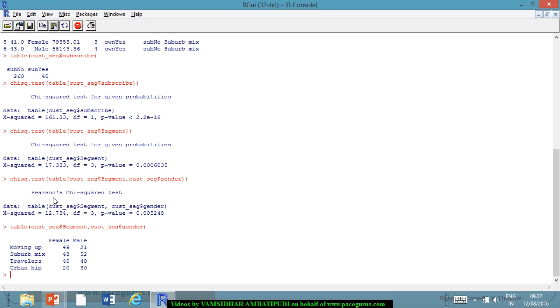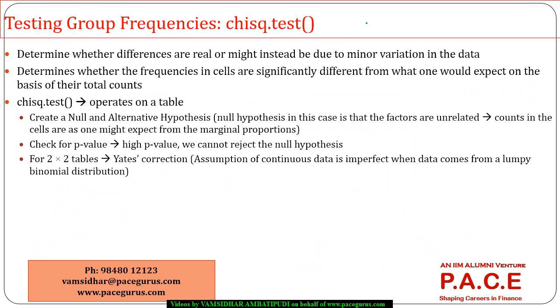Now what this chi-square test is making is an assumption, or the hypothesis in this case, when I am taking two categories. The null hypothesis says the proportions are more or less uniform. So the proportion of the customer segments is more or less uniform across the genders. So there is no influence of gender in the proportions of the various segments.